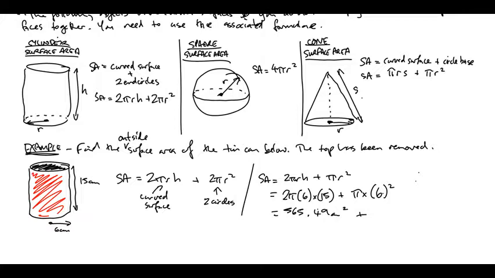Plus 6 squared times by pi comes to 113.1 to 2 decimal points, centimeters squared. So 565.49 plus 113.1. So our answer to 2 decimal places is going to be 678.59 square centimeters to 2 decimal points.